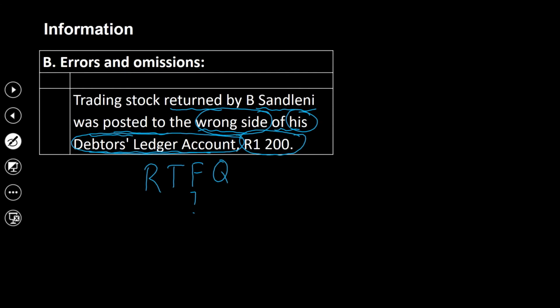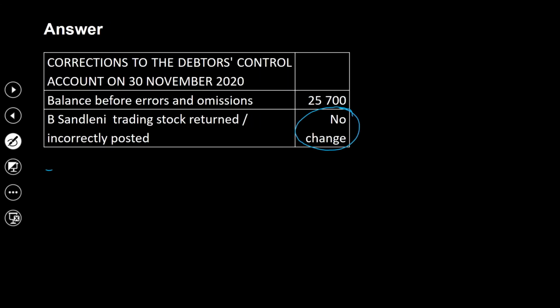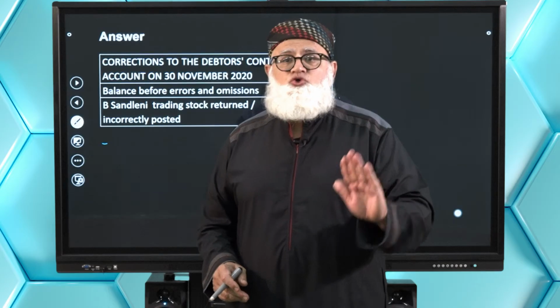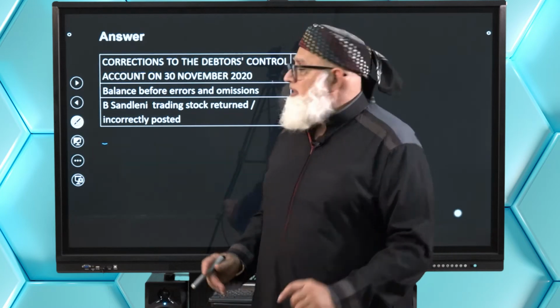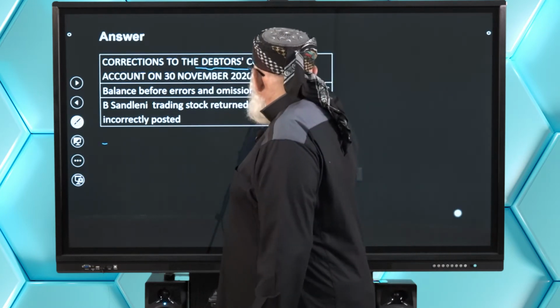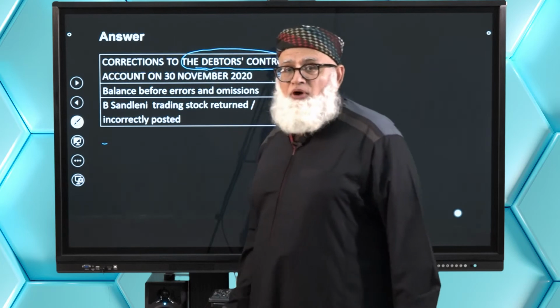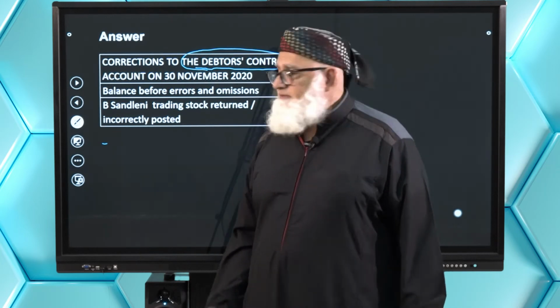So how does it impact on my control account? There's no change in my control account because the amount is absolutely correct, posted correctly to the general ledger, where the debtors control account was absolutely correct. No problem with my control account.